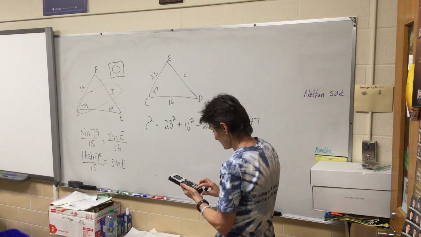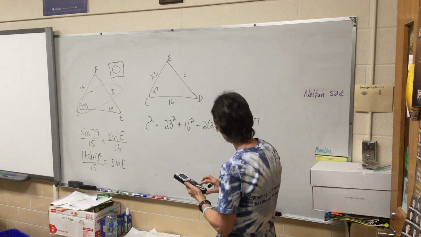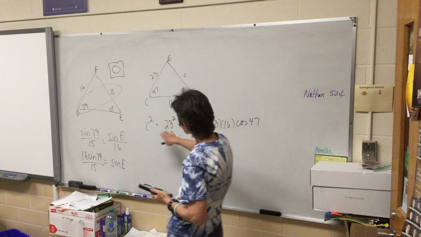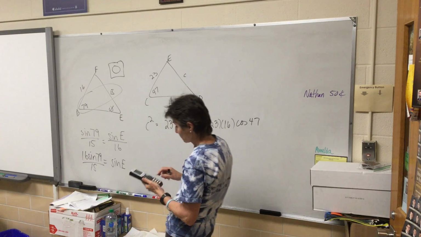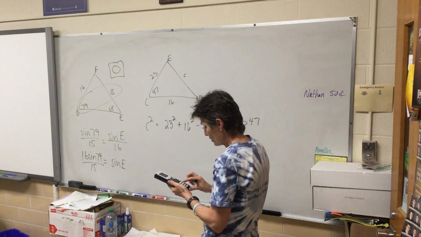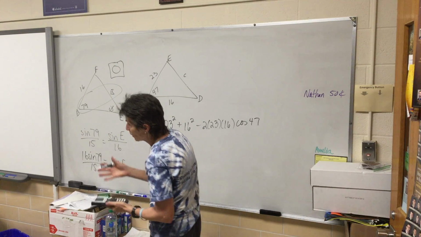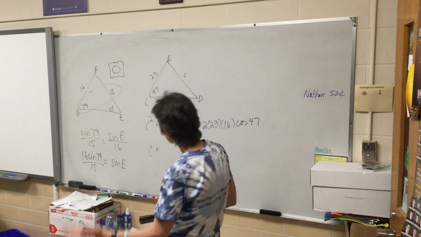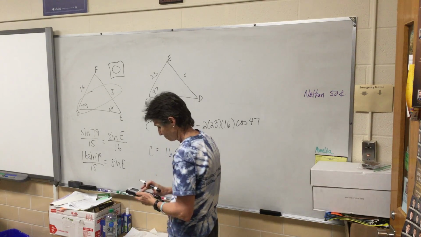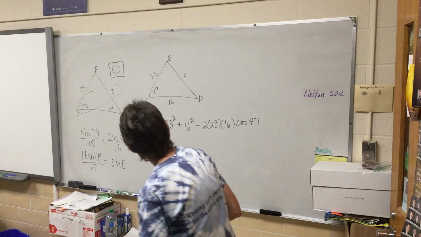23 squared plus 16 squared minus 2 times 23 times 16 times cosine 47 equals. Tricky thing about the law of cosines, remember that's C squared. So after you get all that typed in, which is easy, you've got to raise it to the 1/2 power, or square root it. Same thing. 16.82. So that side is 16.82.